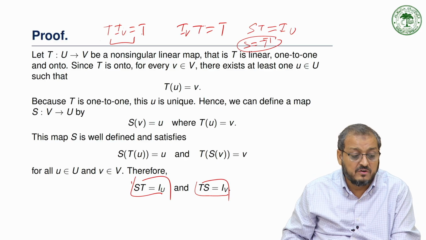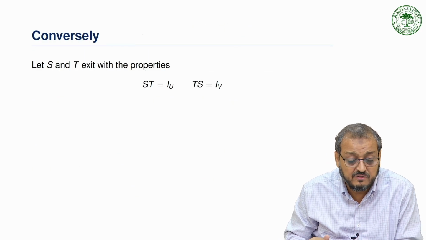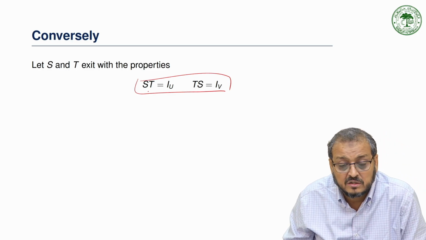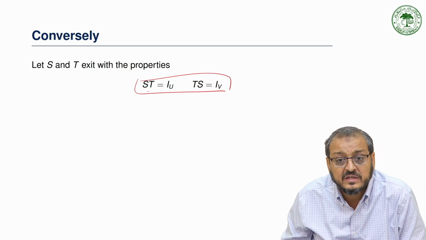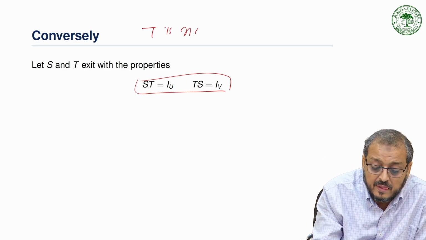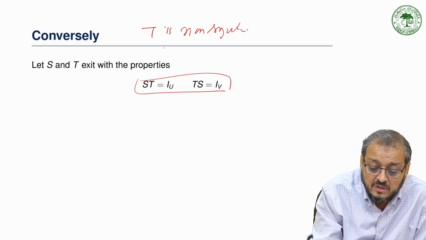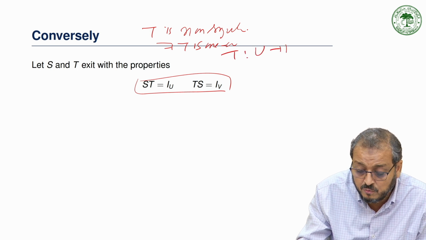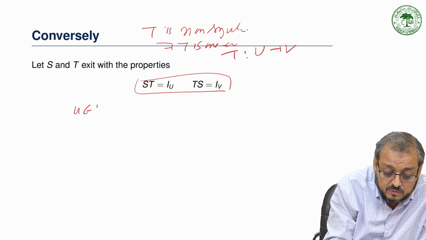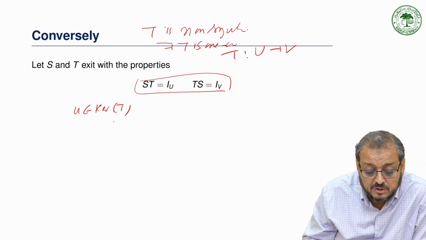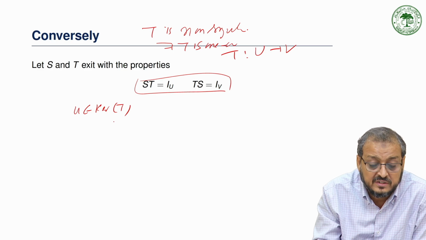Okay, now we have to do the converse part. Conversely, there exist S such that ST is equal to the identity on U and TS is equal to the identity on V. We have to show that T is non-singular, which implies that T is one-one, a map from U to V. So we take any element U belonging to the kernel of T, and if the kernel of T is the zero subspace, then this is clearly satisfied.